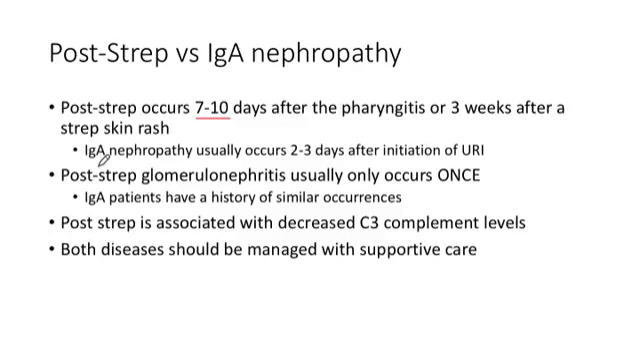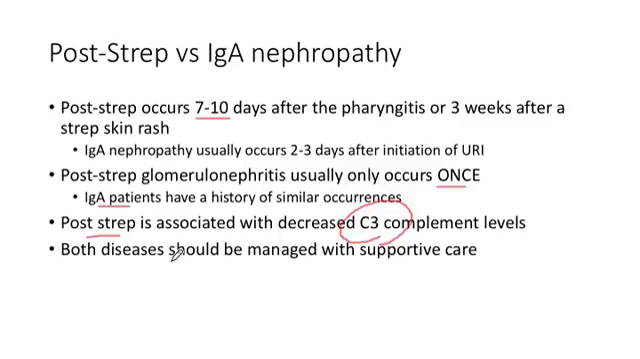By the same time they're starting to get a cough with their URI, they're probably going to start having some blood in their pee. And post-strep only happens once. You're not going to get it over and over again. Somebody with a history of similar episodes sounds like IgA. And if they don't give you enough information, one thing very specific for post-strep disease is a decreased C3 complement level.